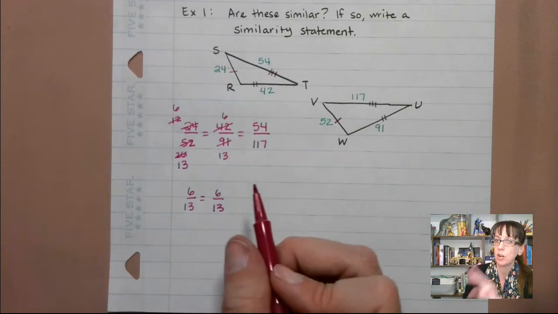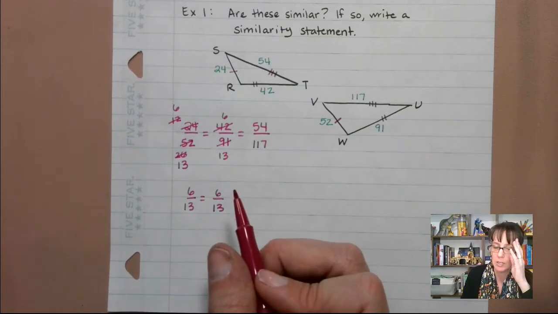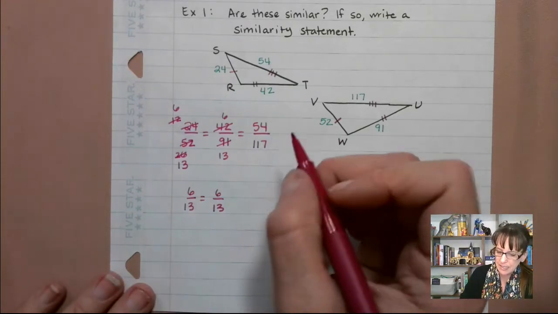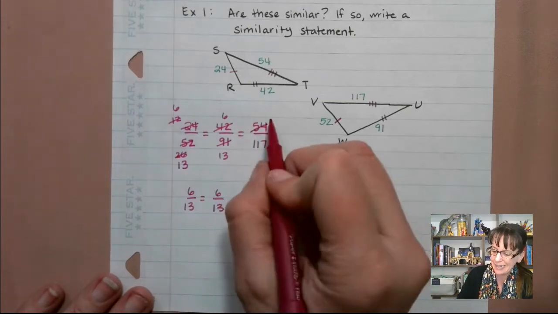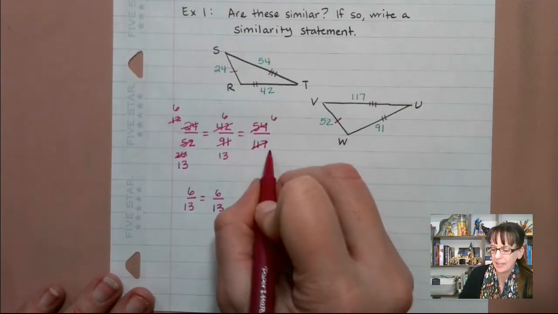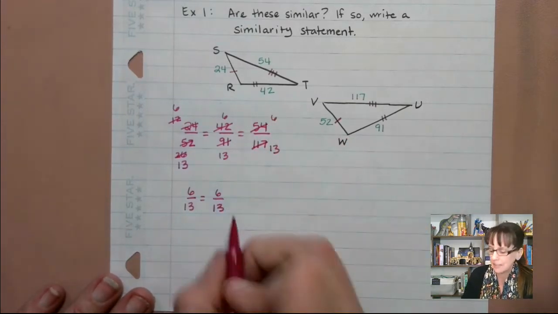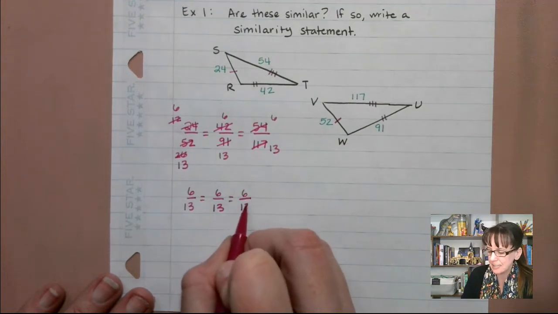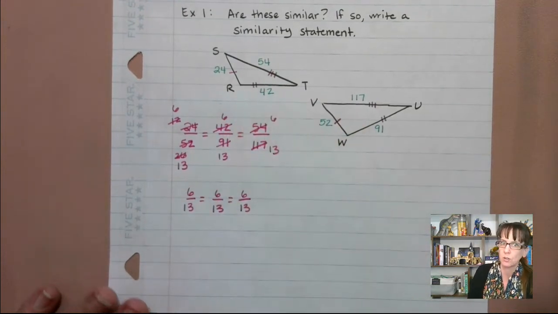Now you have to make sure all three sides are proportional, so we're going to do this last one. If I divide this by 9, I get 6. Divide this by 9, I get, surprise, surprise, 13. So excellent work. These are similar because their sides are all proportional.